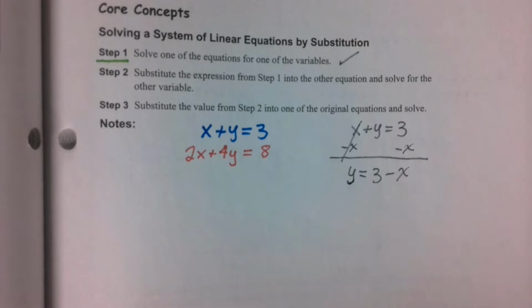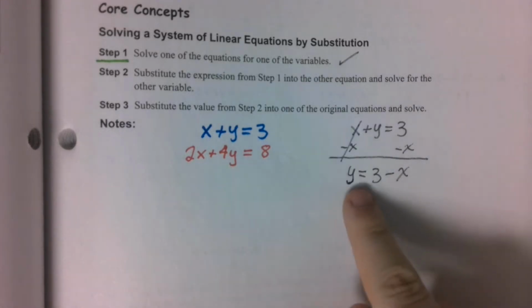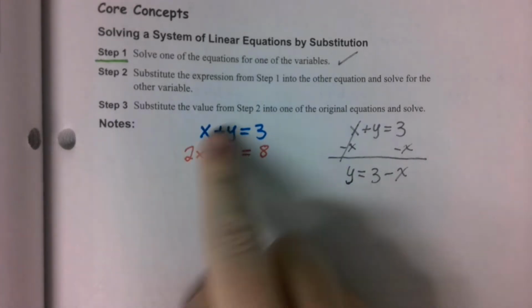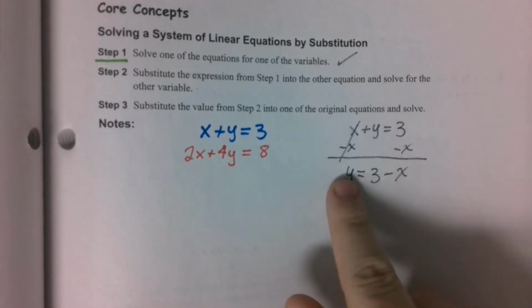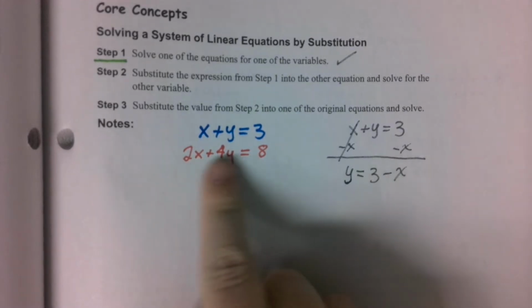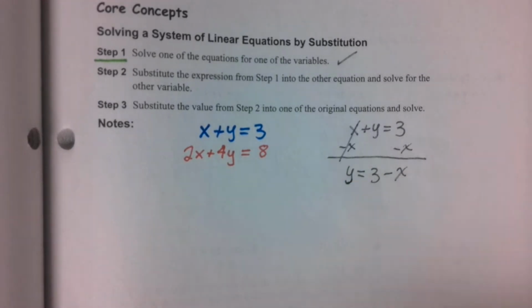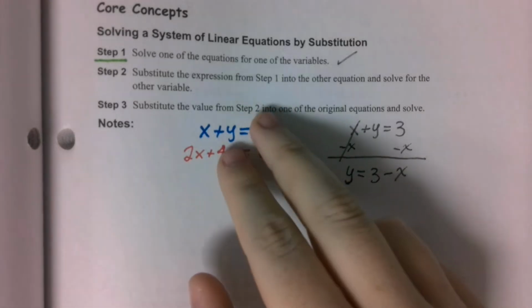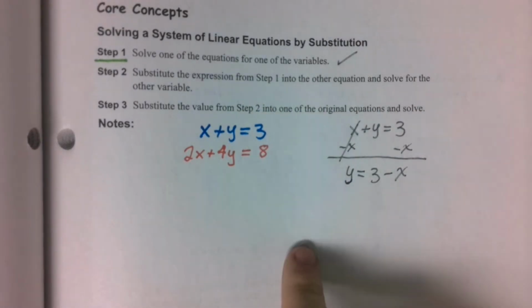Step 2 is to substitute the expression from step 1 into the other equation and solve for the other variable. What do we mean by this? What it means is, notice how we have y all by itself. This is just this equation reorganized or reordered. If we can take this and put it into the second equation, it'll sort of be like combining these two different equations into one solvable equation. That's our goal, is to combine these two into one solvable equation.